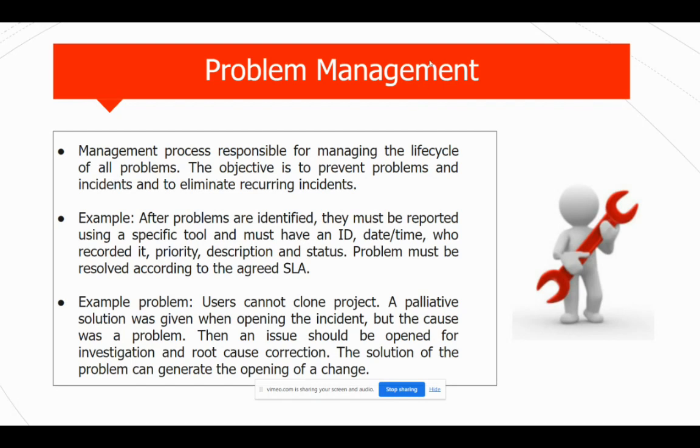The next practice is problem management. The objective is to prevent problems and incidents and to eliminate recurring incidents. For example, after problems are identified, they must be reported using a specific tool and in the same way as incident management. An example of a problem: a user cannot clone a product. They have a solution. It was an incident before, but the cause was a problem. So they have to solve this problem to fix the root cause.